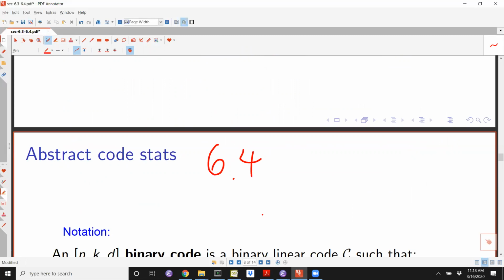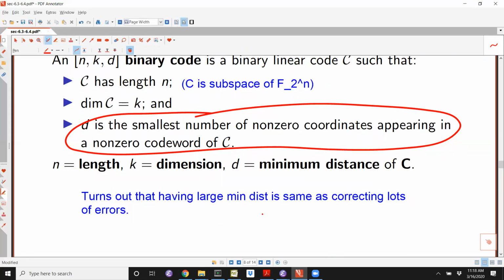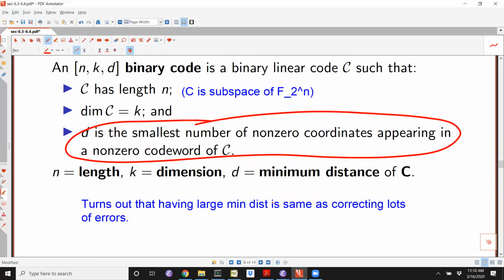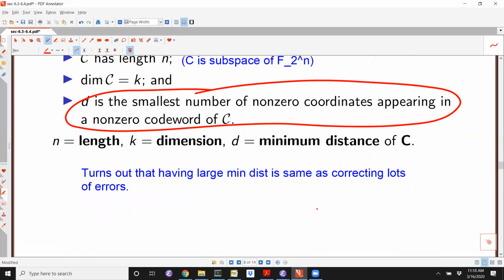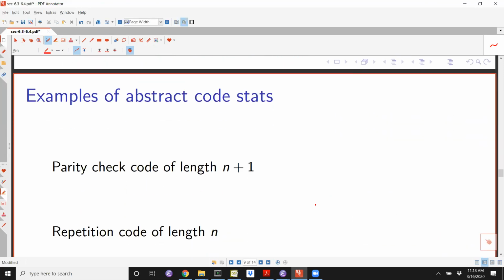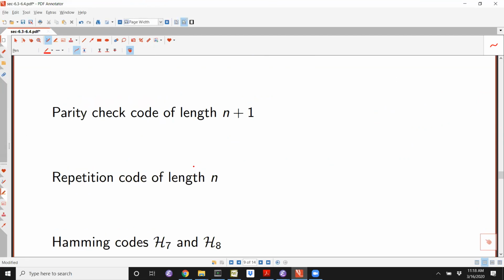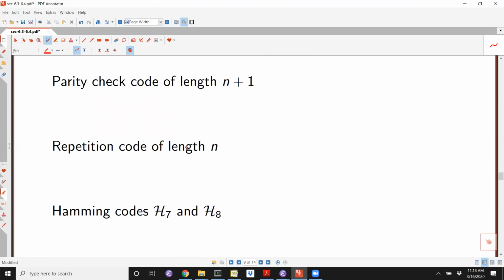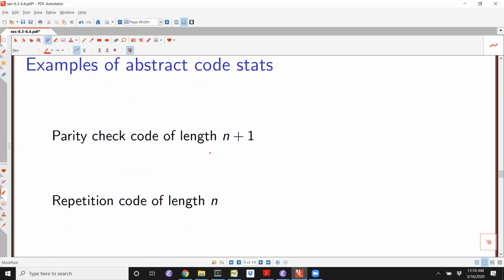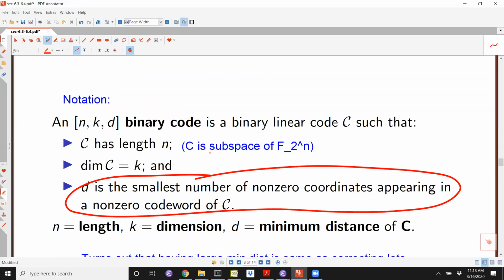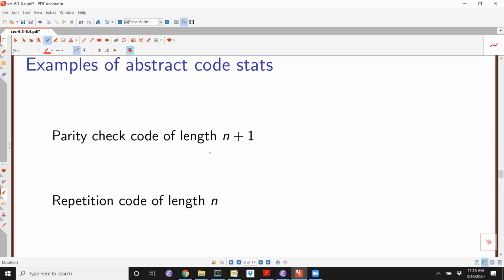So we'll just do a bit from section 6.4 here. If you want to sum up section 6.4 in a sentence, it's that having a large minimum distance is the same as correcting lots of errors. Okay, so let's give some examples of this sort of n, k, d classification for different codes.